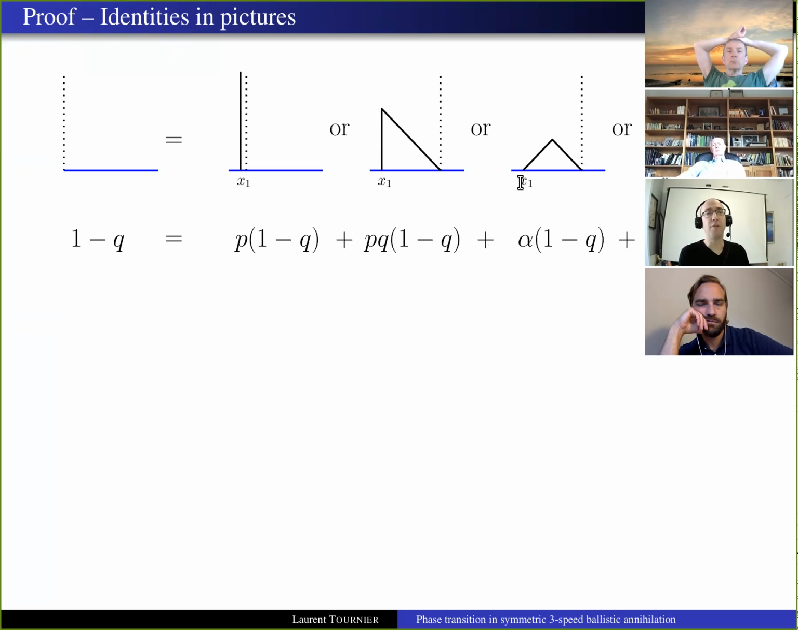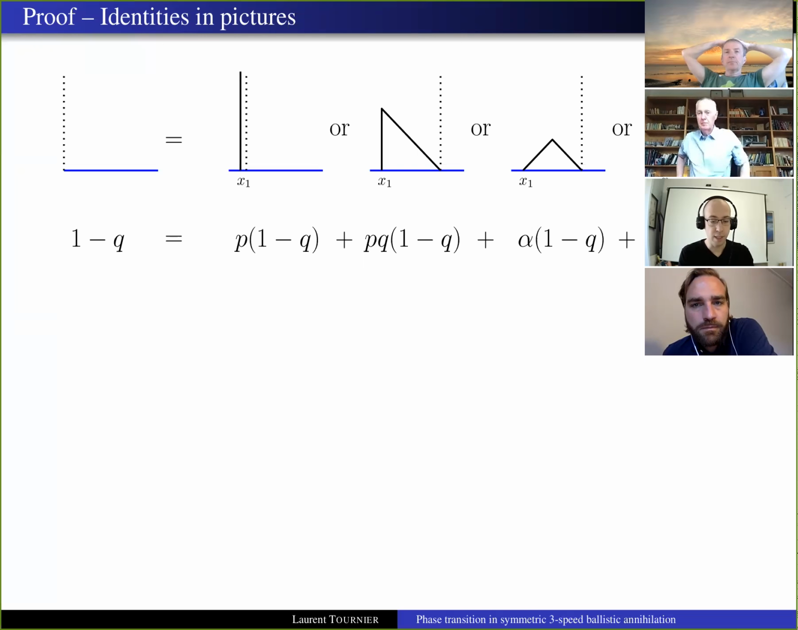Or you get this kind of triangle. You have a velocity of +1, it is hit by a -1, but no particle overflies. So you get some quantity alpha, the probability that you have this triangle here, times 1 minus q, the probability that no one hits the dashed line here. Or you have a +1 that hits 0, and no one overflies on the right. Well, no one even hits this vertical line here.